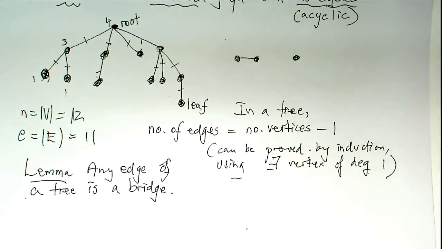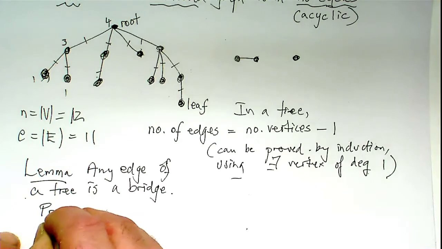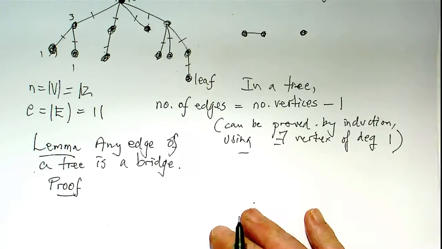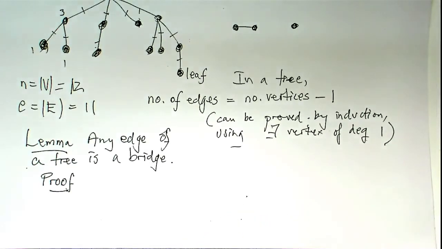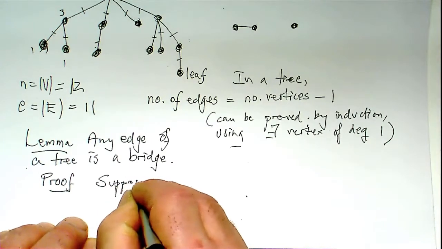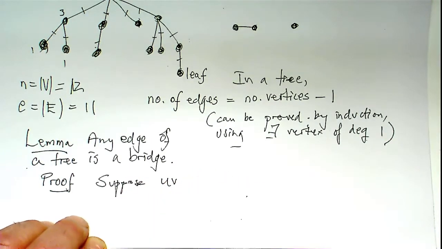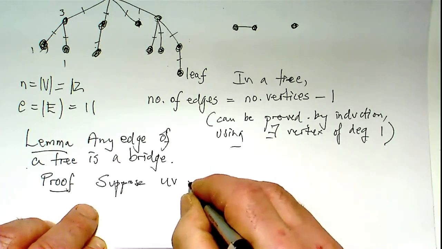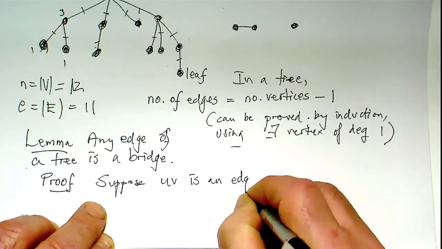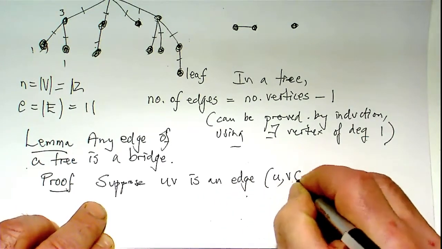Why is that? Why does that follow from... Maybe that's if and only if, but I'm just going to prove it this way. Why does that follow from the definition? Proof. So if this convinces you. This is the sort of thing you could be asked in an exam because the proof's quite short. So suppose we have an edge UV connecting vertices U and V. Suppose this is an edge of our tree. So U and V are vertices.